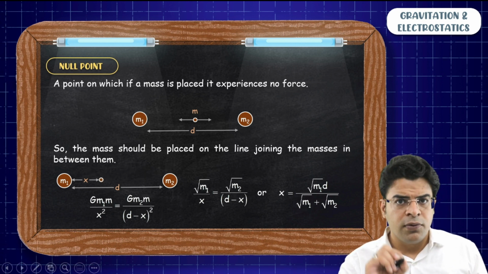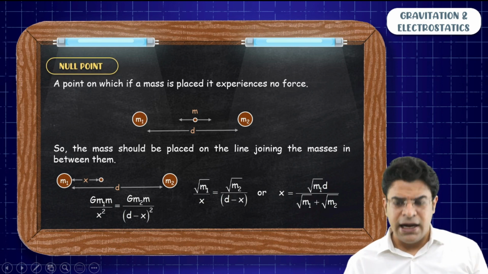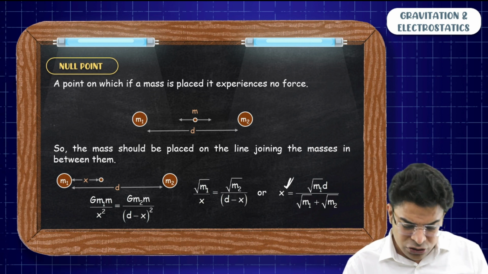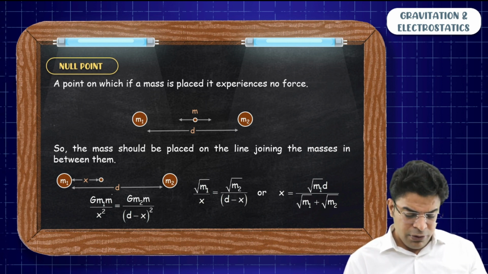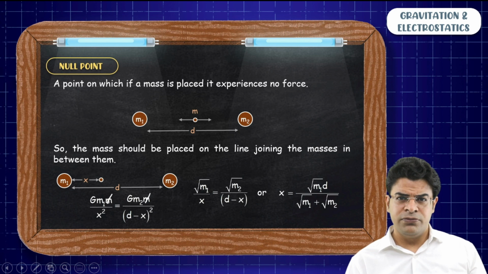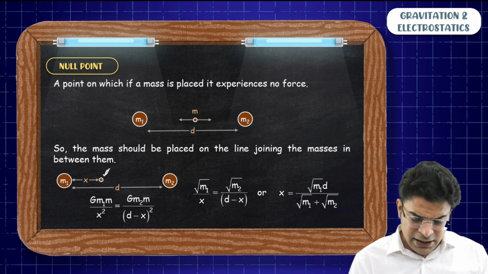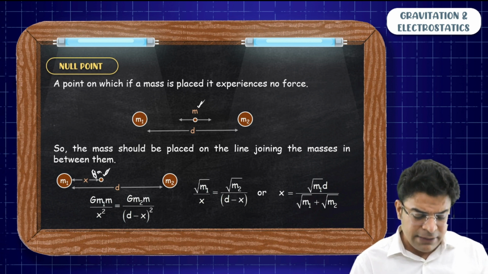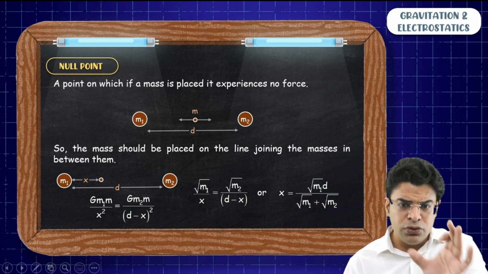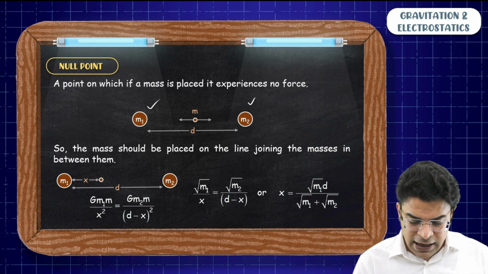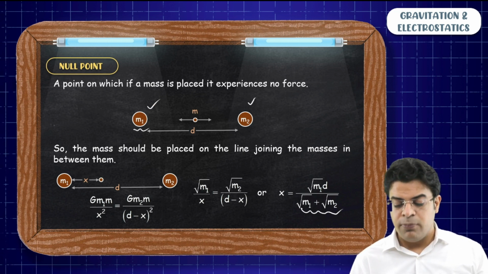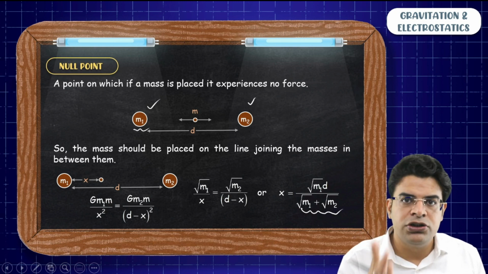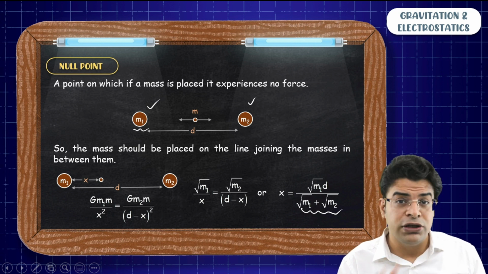Now here is one important thing. Notice that the distance of the null point is independent of the mass to be placed at the null point. Why? Because here the terms m and m got cancelled. So even if you place a mass m, or a mass 4m, or a mass 6m at the null point, once you know that the null point for masses m1 and m2 is at a distance root m1 d upon root m1 plus root m2 from the mass m1, no matter what mass you place there, it will experience no force at all.